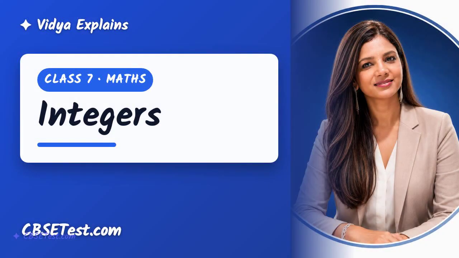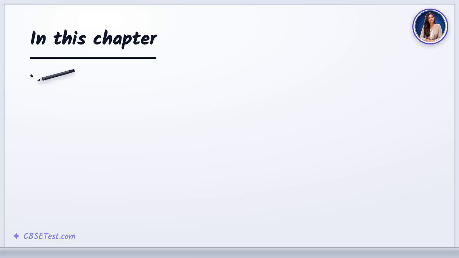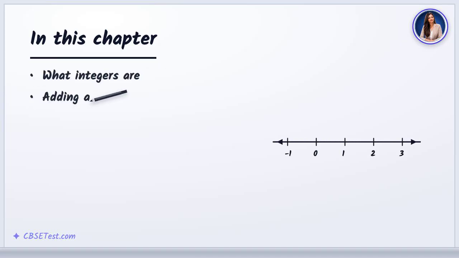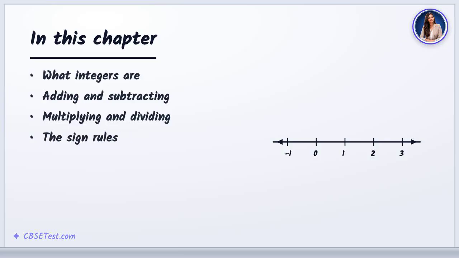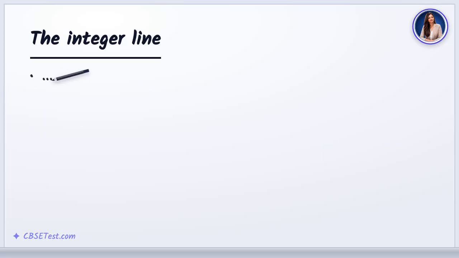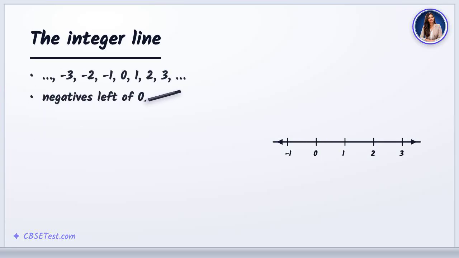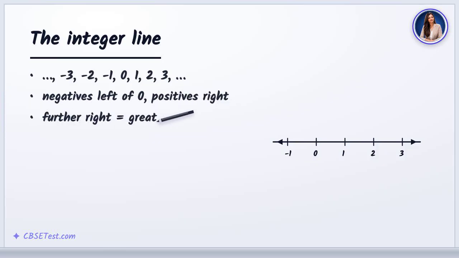Let's learn integers together, step by step. Integers are the whole numbers together with their negatives. This chapter shows how to add, subtract, multiply, and divide them, and the simple rules for signs. Integers stretch in both directions from 0, negatives to the left, positives to the right. The further right a number sits, the greater it is.